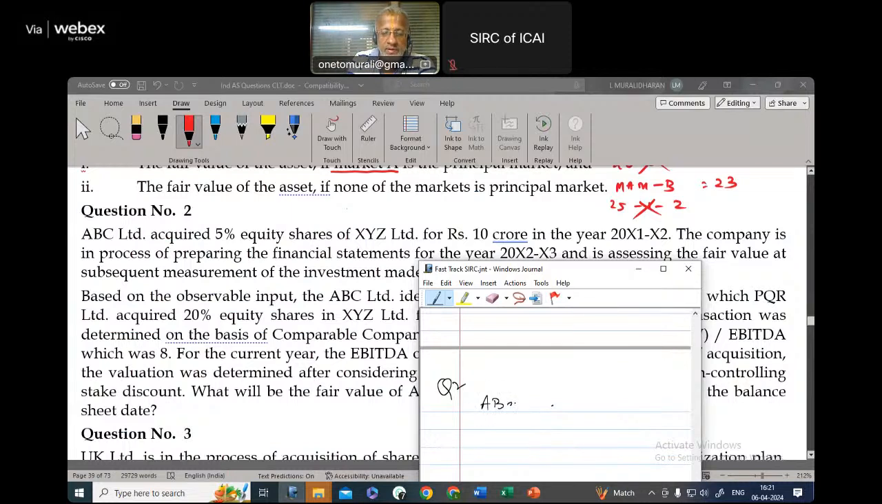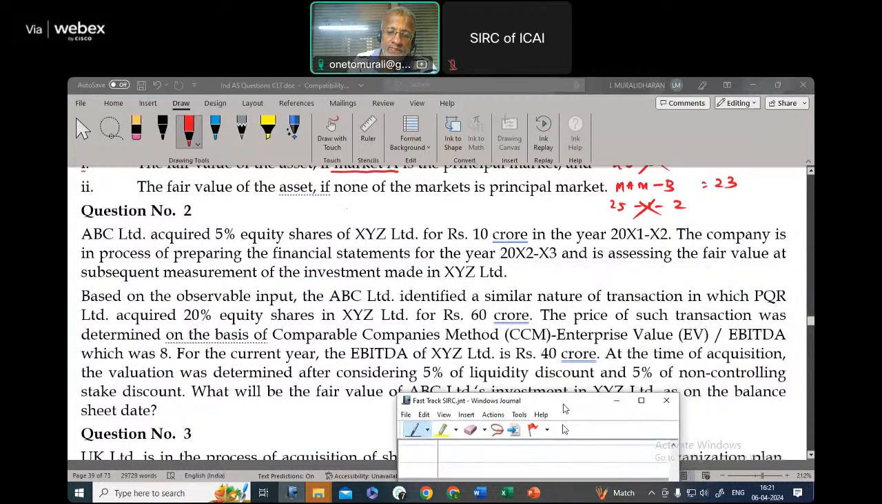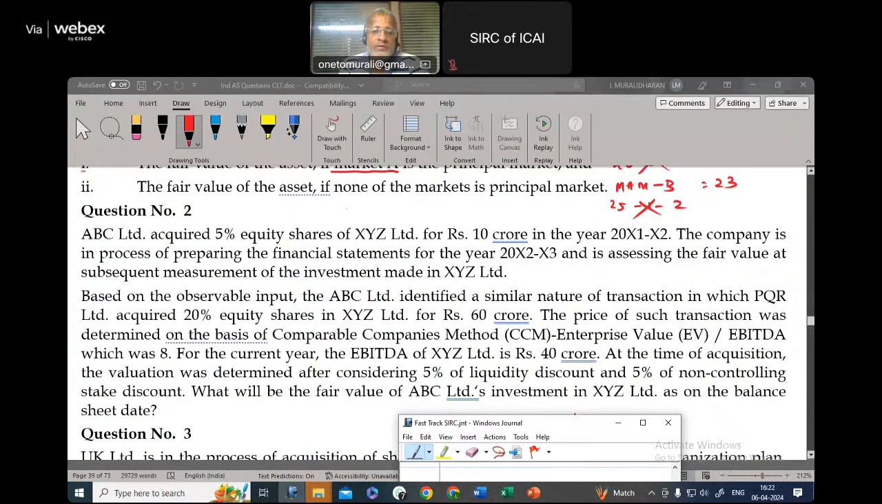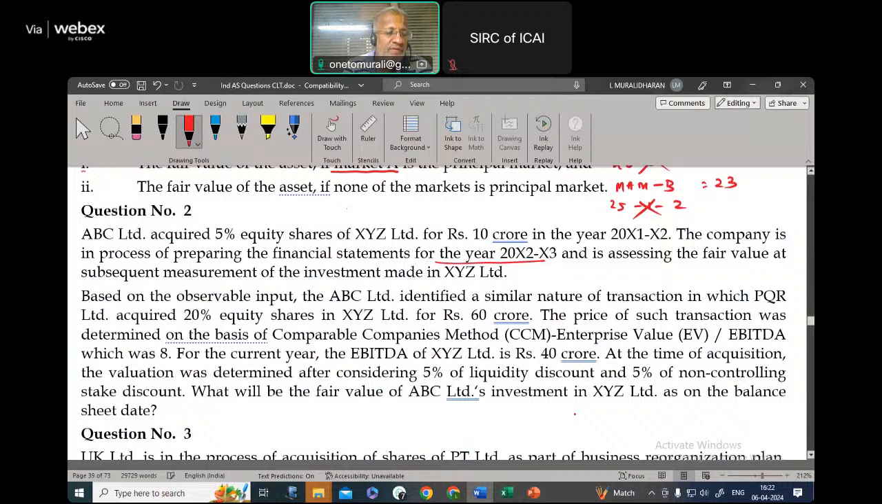ABC Limited is holding 5% in XYZ for 10 crores. That is by X1-X2. The company is in the process of preparing the financial statements for X2-X3 and is assessing the fair value for subsequent measurement of investment in XYZ Limited.